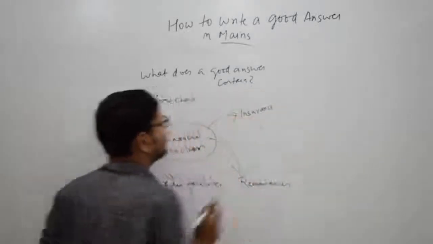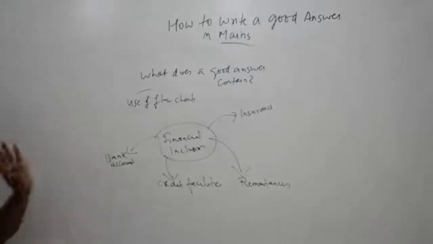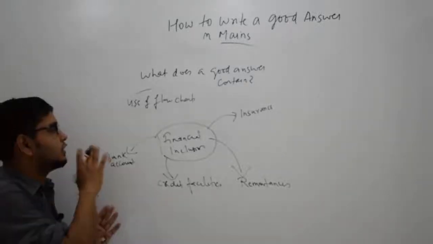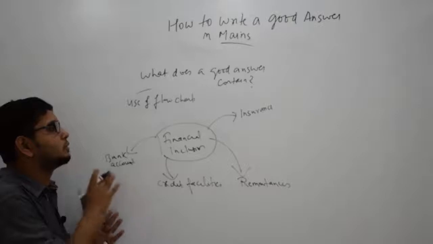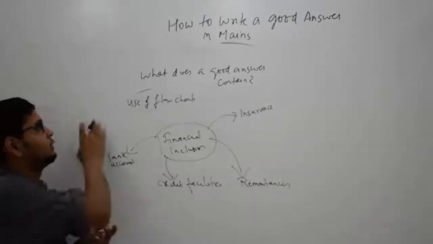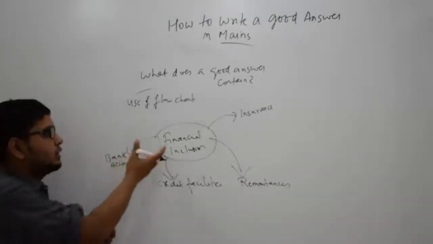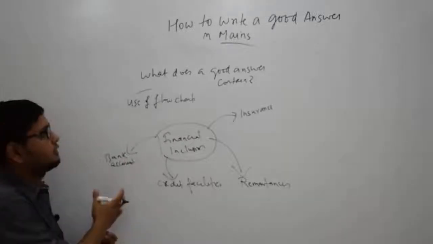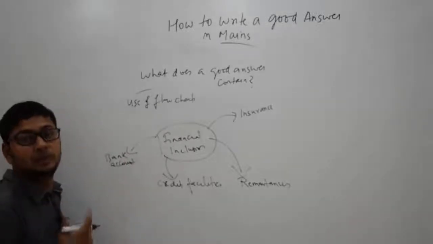Now within 10 seconds, 15 seconds, I have drawn a diagram. So you can start your answer not by defining what is financial inclusion, but with this diagram, and then after that you can come to the point of what are the steps taken.